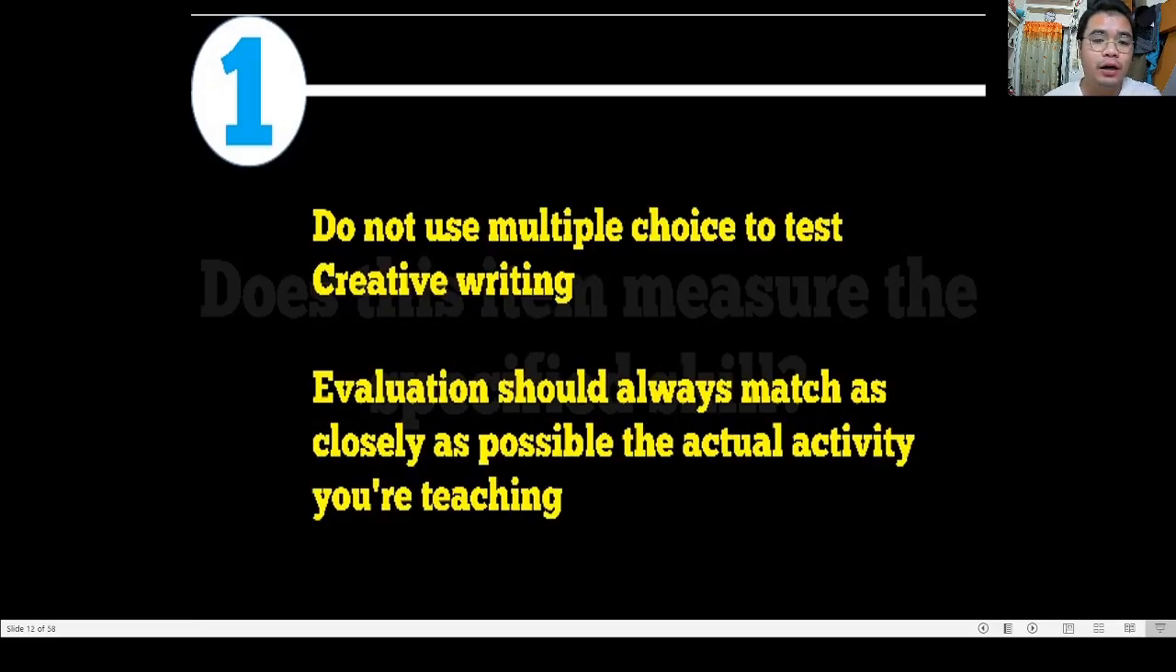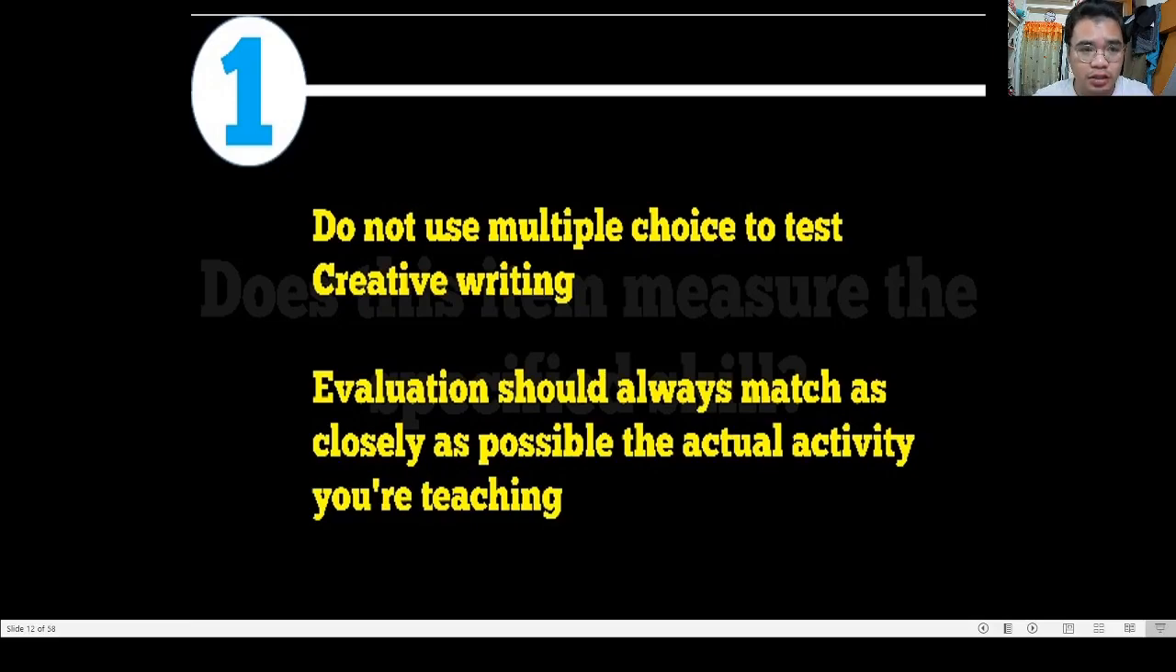Okay, so for example, can you use multiple choice tests in measuring creative writing? Of course not. How can you measure creative writing or maybe oral communication when you're administering a multiple choice test? So you have to look at the appropriateness of multiple choice test on your objective. In many cases, ladies and gentlemen, multiple choice tests are usually used for cognitive objectives.